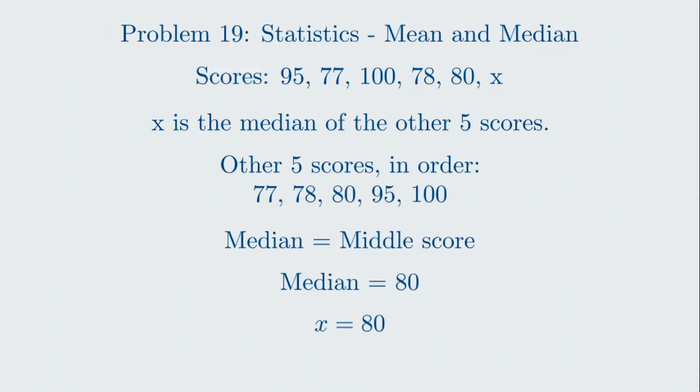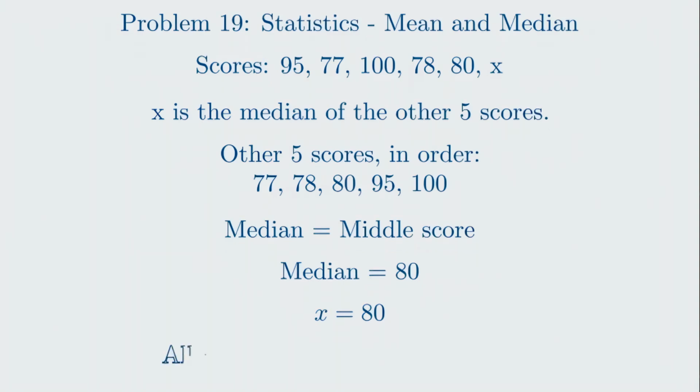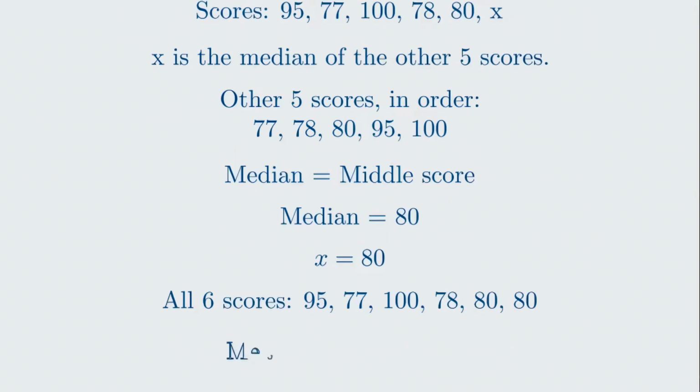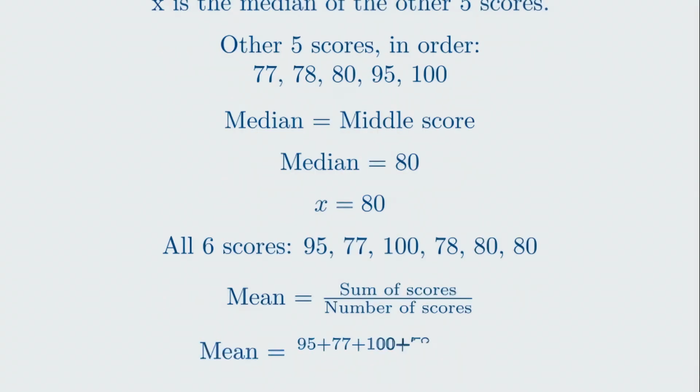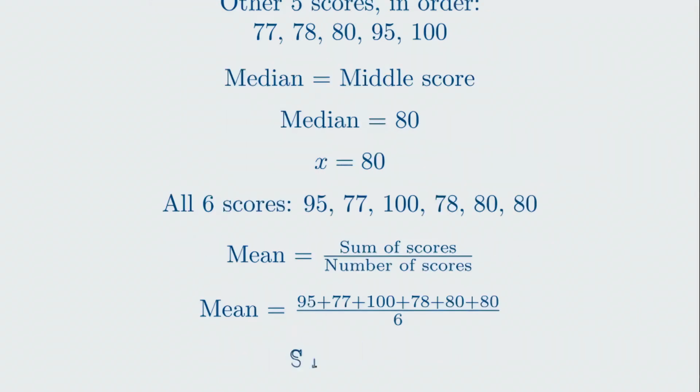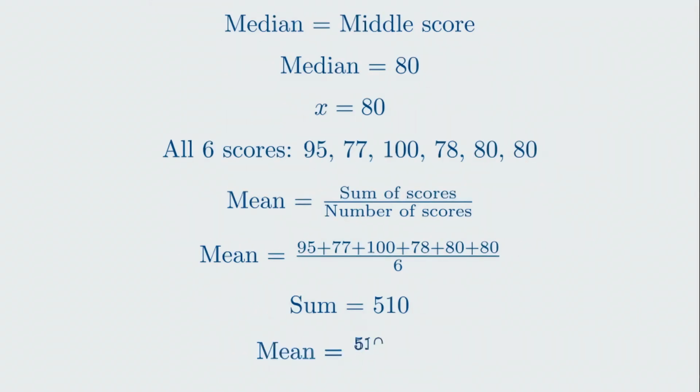The question asks for the average or mean team score for the entire contest. The 6 scores are 95, 77, 100, 78, 80, and x, which we now know is also 80. The formula for the mean is the sum of the scores divided by the number of scores. So we add all 6 scores together and divide by 6. Adding the scores, we get a total of 510. Dividing by 6 gives us 85. The average score is 85.